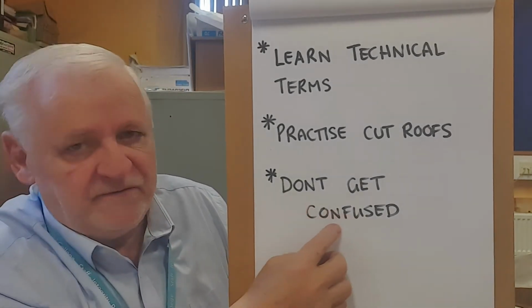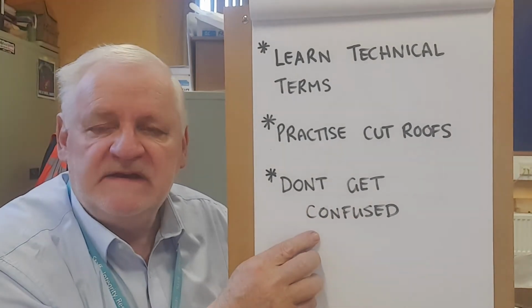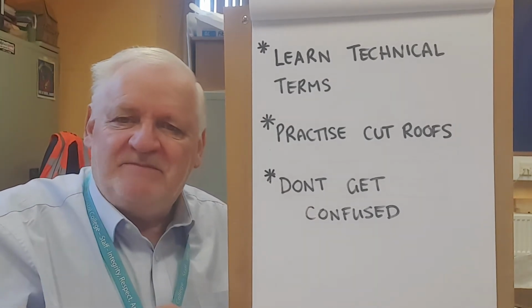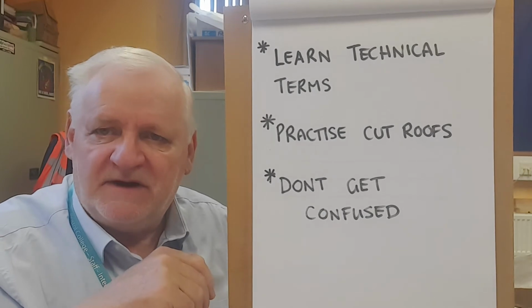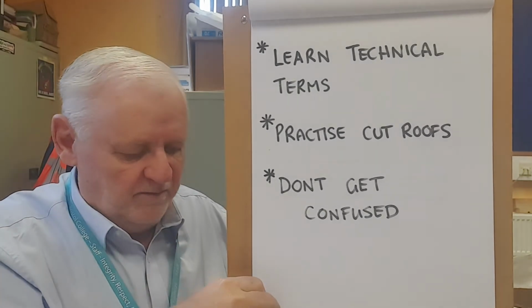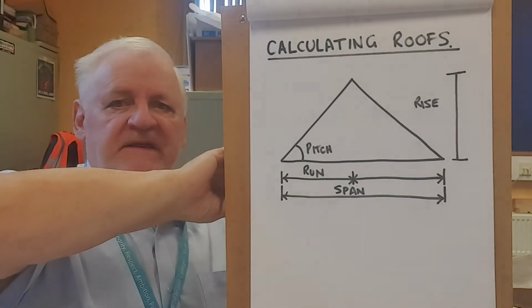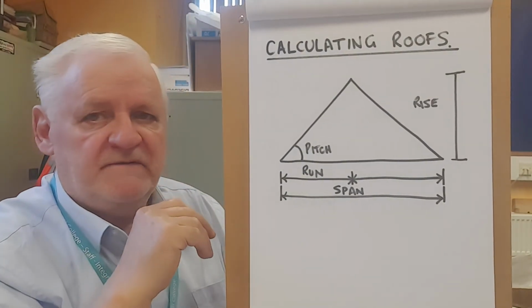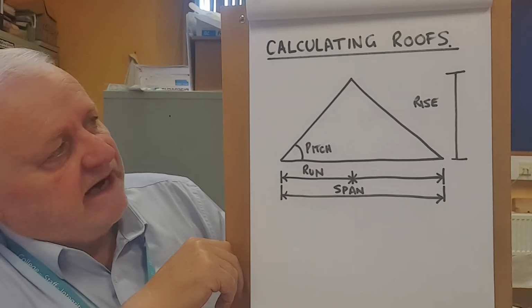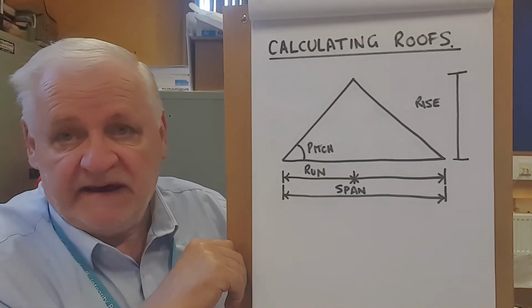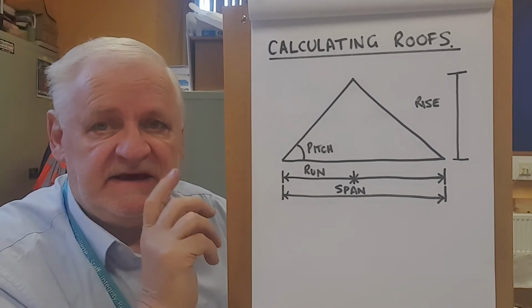And here, don't get confused. There's almost a massive industry in people explaining to you how to do a cut roof. What we're going to do is simplify this down to just a few methods. The first thing we need to know about cut roofs is that we need to make calculations. And to make calculations, we have to have certain key words.